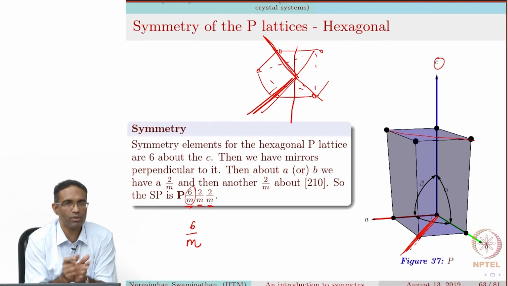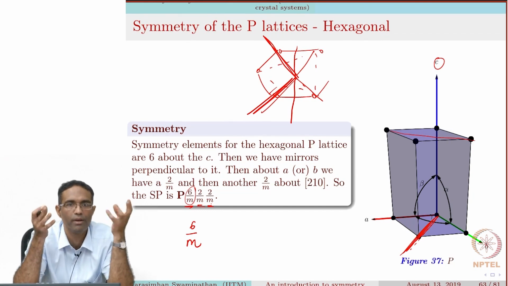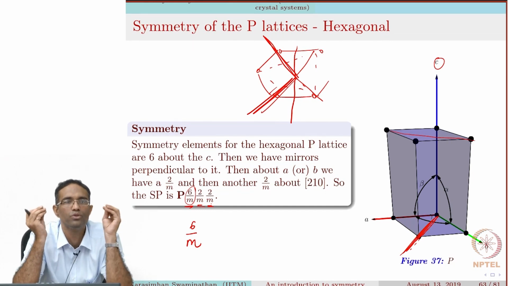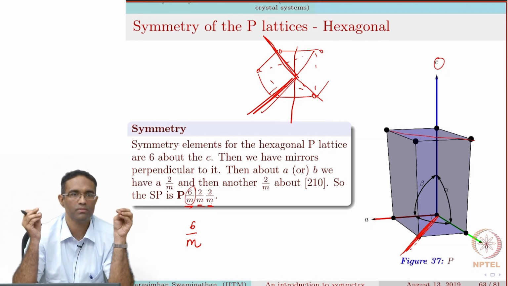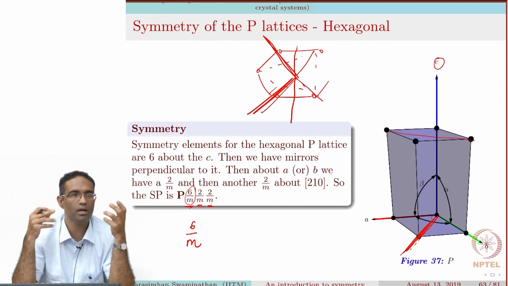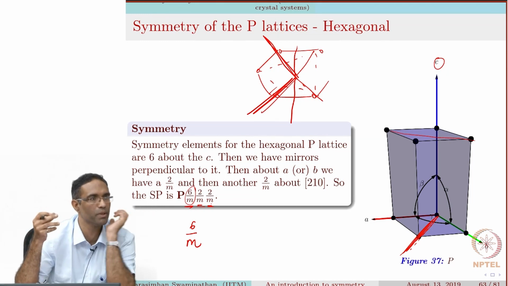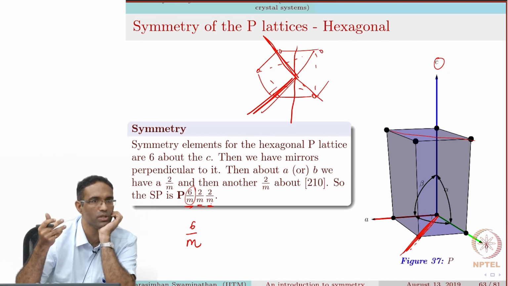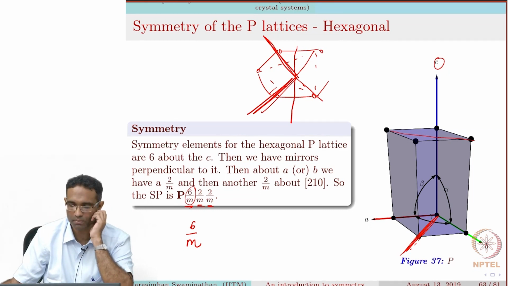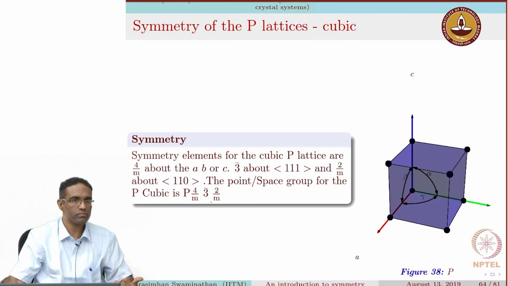So the key thing is, when you see the space group, you should be able to identify what unit cell you can use to actually generate it on the computer, right? So these are some of the hints that you will get from the space group symbol to actually be able to generate that. The next one is cubic.